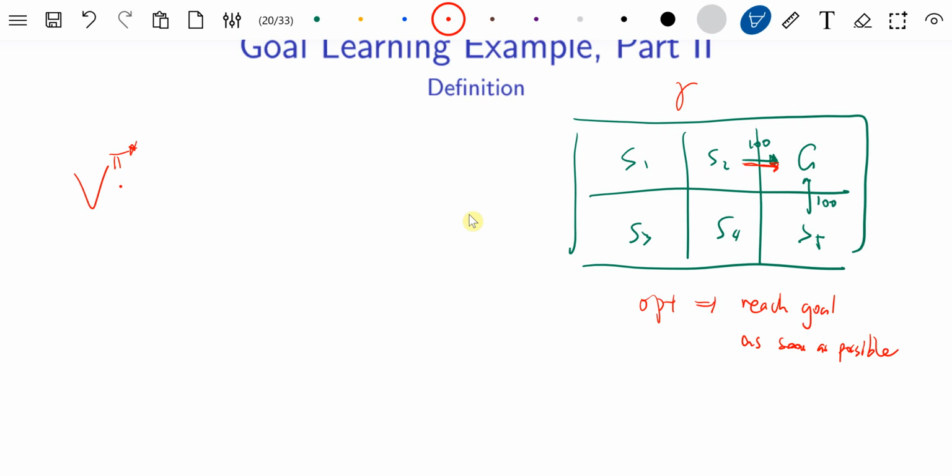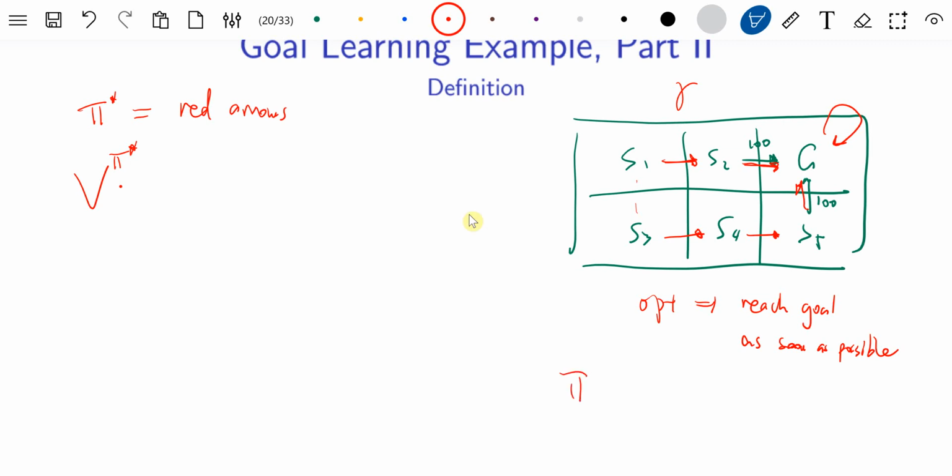So S1, how to reach the goal as soon as possible, is go to S2. And S3, actually there are two optimal things to do. Either you can go up or you can go to the right. Let's say go right, and this is go right, and this is go up, and this is go around. So that policy would be the optimal policy. So pi star would be equal to the red arrows.